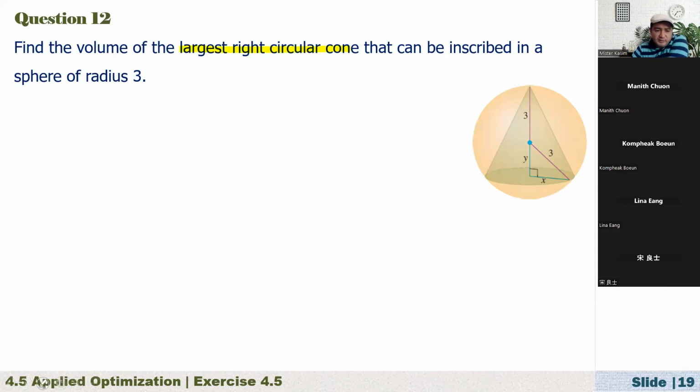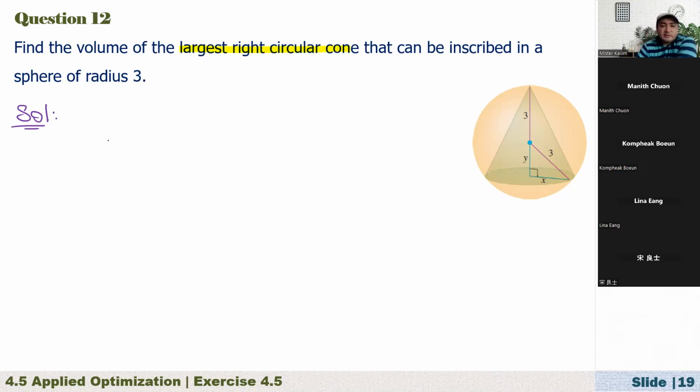Suppose that this is our sphere, okay? And let me just draw a cone inscribed in this sphere. Inscribed means that the top is touching the sphere surface, and also the base is touching the surface of the sphere. Suppose that the base radius of this cone is x. Now, the upper part is 3, so we don't have to use y there. The distance between the center of this sphere and the center of the base of the cone, let's say this is y. Okay, this is the radius.